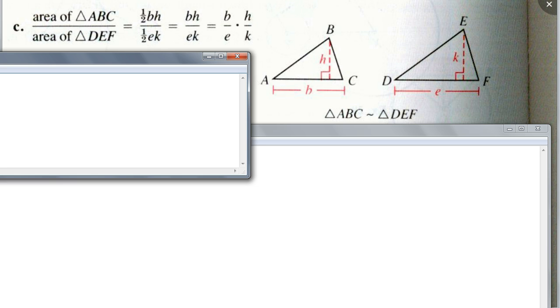This doesn't look like squares of the scale factor, does it? I got B over E times H over K. What's going on? I thought we're supposed to get squares of their scale factor. It's not simplified. Well, how do you simplify this more? Okay, turns out it'll be squares of their scale factor. There's a way to do it.